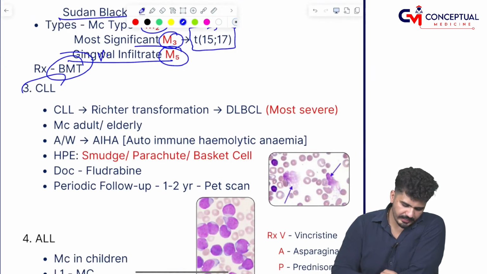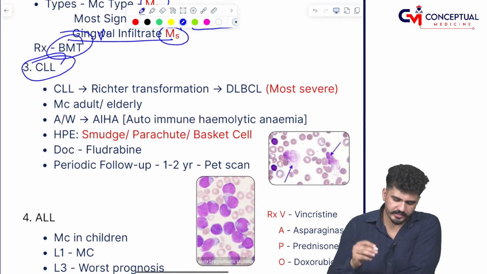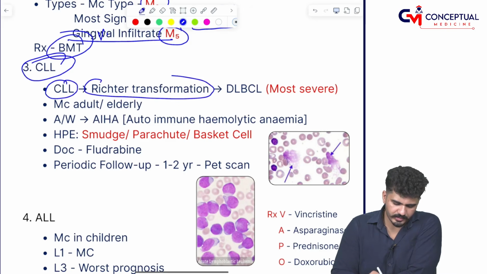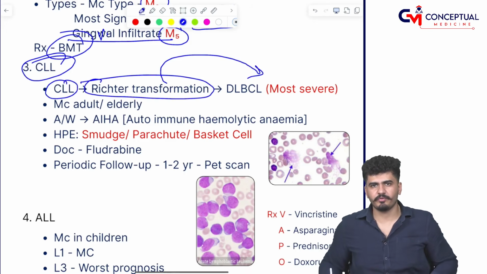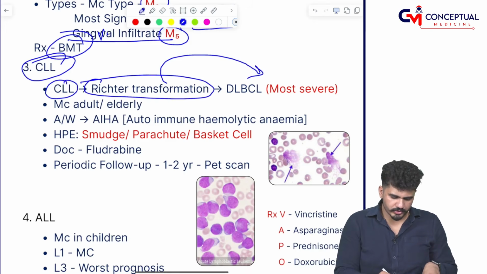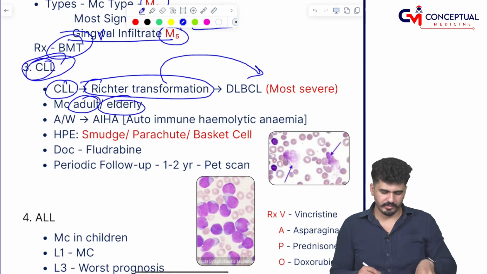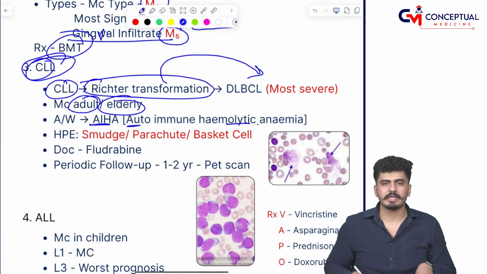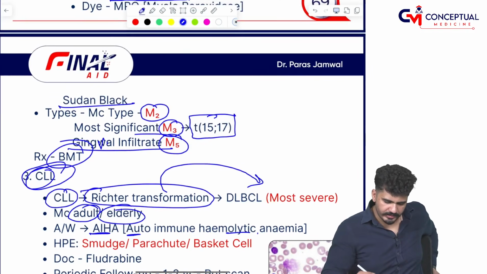Now coming to CLL. In CLL, Richter transformation can occur, which can convert it into DLBCL, diffuse large B cell lymphoma, most severe. CLL is most common in elderly adults. Remember it is associated with AIHA, that is autoimmune hemolytic anemia. Yes, M7 is for Down.